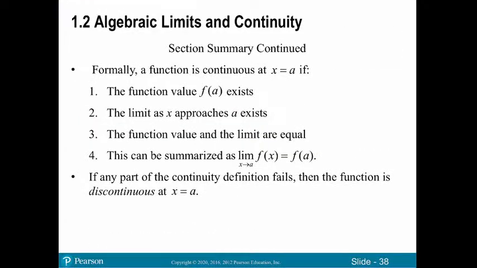Formally, a function is continuous at x equals a if it meets three stipulations. First, f has to exist at a, it has to be defined at a. Second, the limit as x approaches a exists, so we have to show that the limit exists. Third, the function value and the limit are equal. So the value of the function at that point and the limit are equal. This can be summarized as the limit as x approaches a of f of x equals f of a. If any part of the continuity definition fails, then the function is discontinuous at that value.